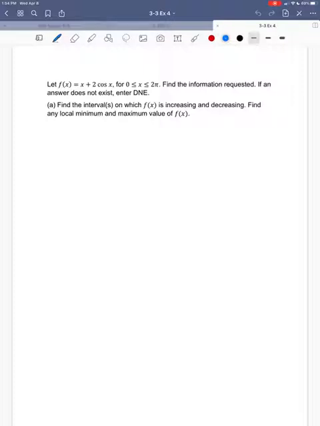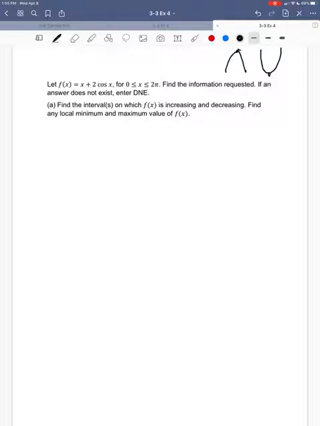When I find where the function is increasing and decreasing, that's actually going to help me find any local minimum and maximum values. Because what I can look at there is, if it changes from increasing to decreasing, well, increasing is going up, decreasing is going down, that would be a maximum, right? So if it's increasing and then decreasing, I'd have a relative max. Whereas if I change from decreasing to increasing, that would be a relative minimum value. Okay. So we need to decide where this is increasing or decreasing to do the whole problem.